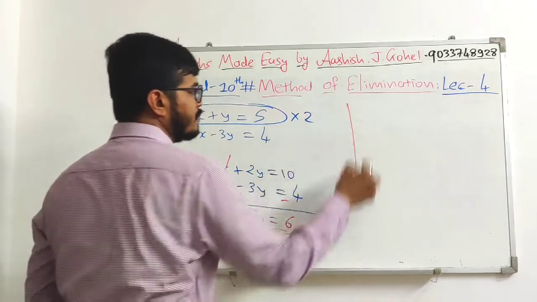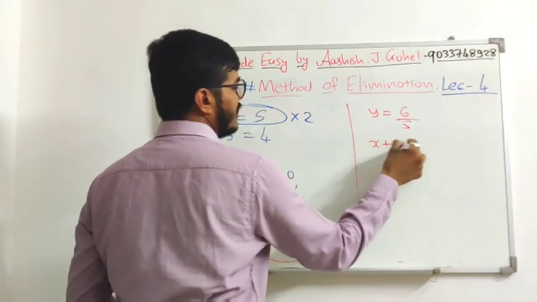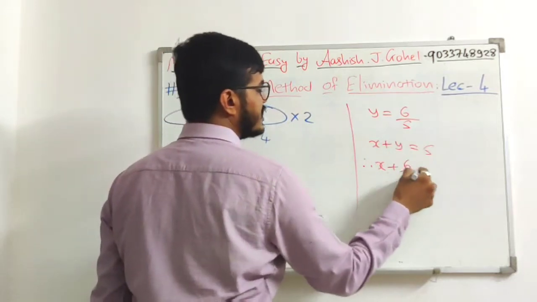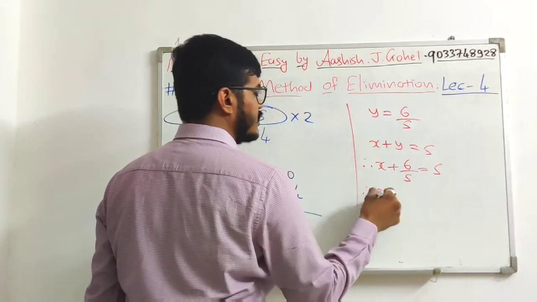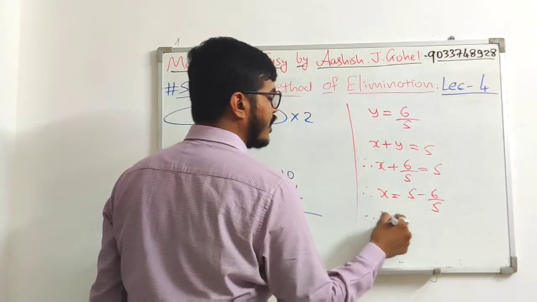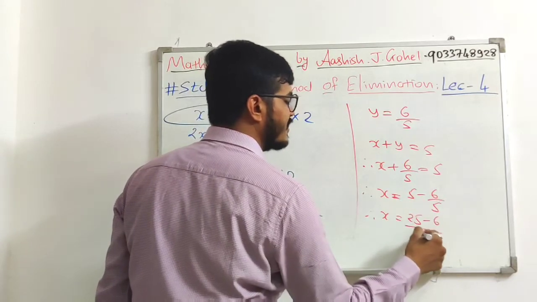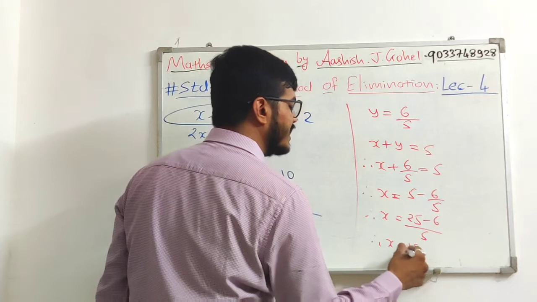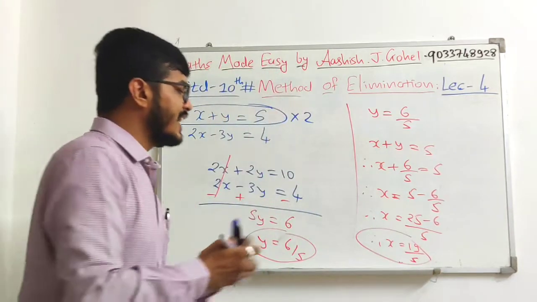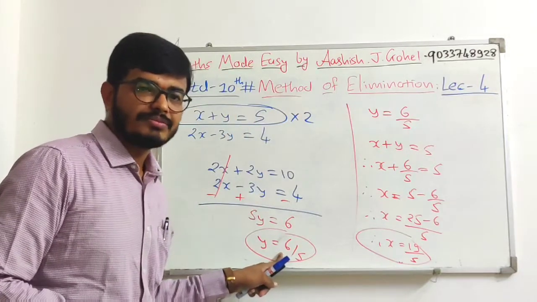Now what we will do, we will put this value of y is equal to 6 upon 5 in the equation 1. You can put in any of the equations. So x plus 6 upon 5 is equal to 5. So by simplifying, 5 minus 6 by 5, if I cross multiply this, 25 minus 6 divided by 5, and answer will be 19 divided by 5. So your last solution will be 19 by 5 and 6 by 5.